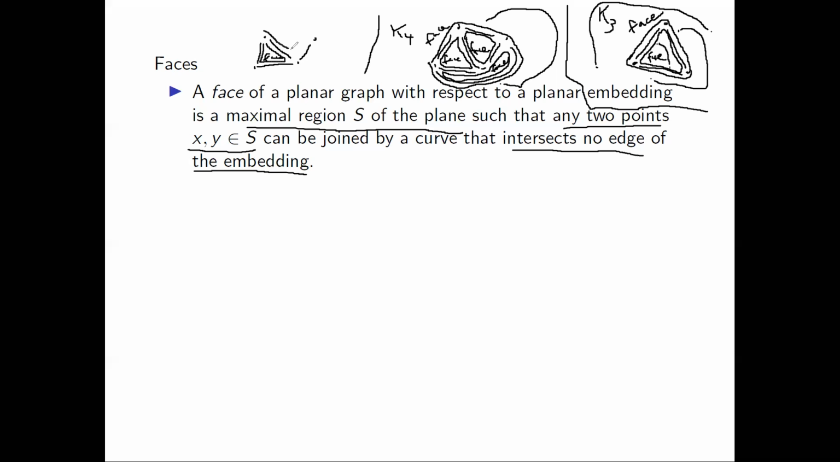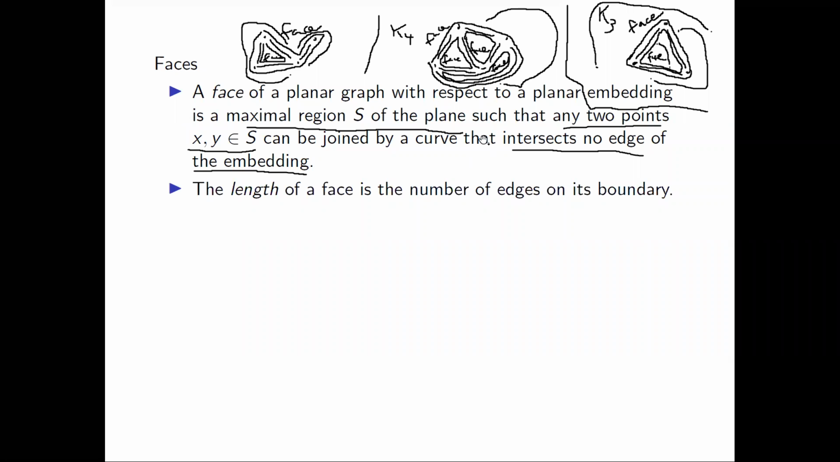And now we have this outer face, which is shaped a little different than the K3. Its boundary at least. And with this outer face, you have any 2 points on this outer face. You can join them by a curve that intersects no edge of the embedding. So we have 2 faces there, just like with the K3.